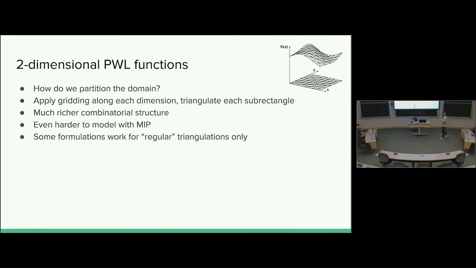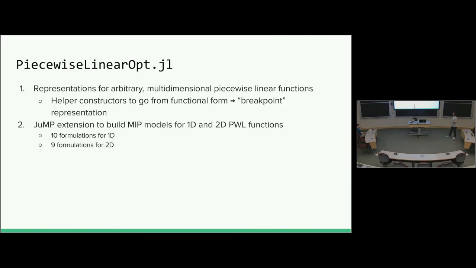So now there's a much richer combinatorial structure. It's even harder to model with MIP. There are a bunch of formulations that you can try. Then you run into weird things where some of these formulations only work for what you might call regular triangulations, something with some kind of structural property to it. So yeah, even more complicated.